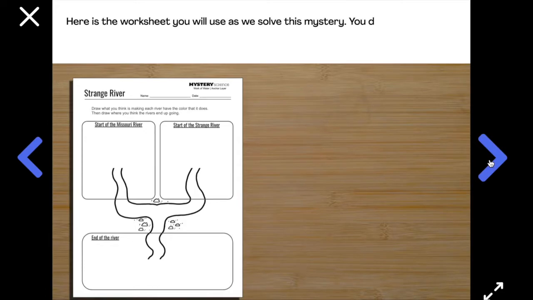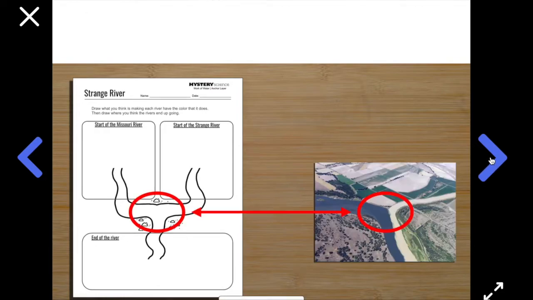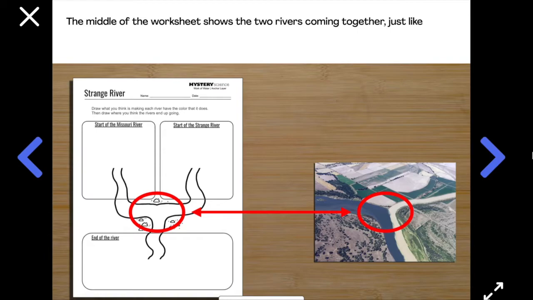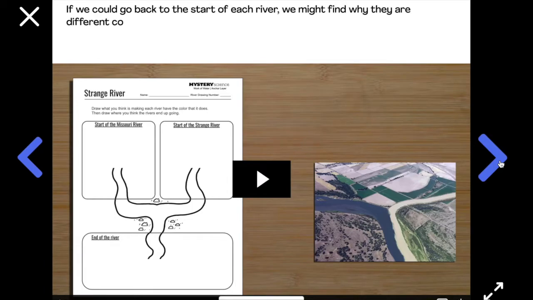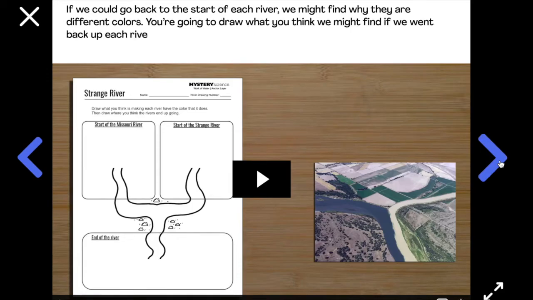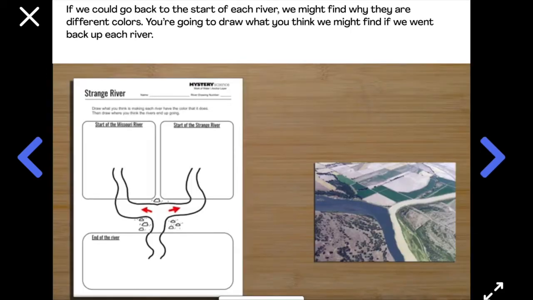Here's the worksheet you'll use as we solve this mystery. You won't need a copy of it yet, and eventually you're going to use a Jamboard to do this worksheet. The middle of the worksheet shows the two rivers coming together, just like in real life. If we could go back to the start of each river, we might find why they're different colors. You're going to draw what you think we might find if we went back up each river. Like that.